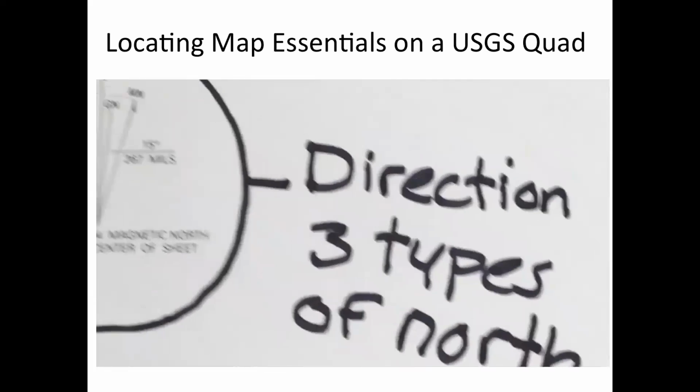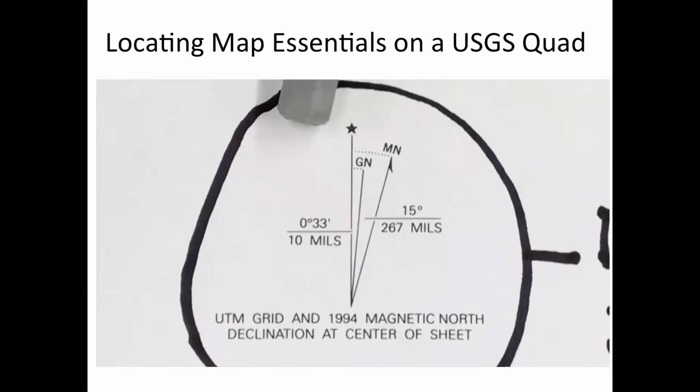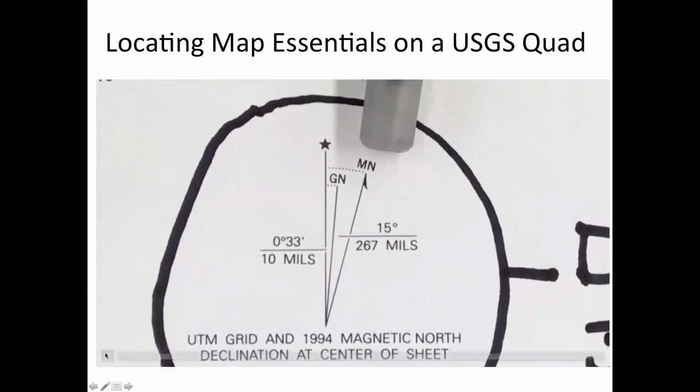And the direction. So we have which way is north. The star at the top represents true north, which is pointing essentially to the North Pole. That's where all of our longitude lines intersect each other. The MN right there stands for magnetic north.